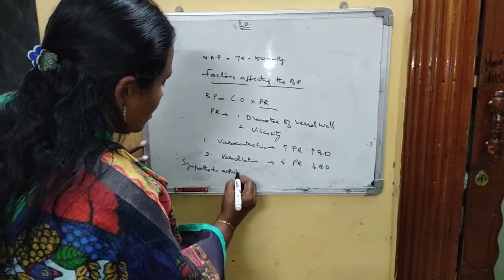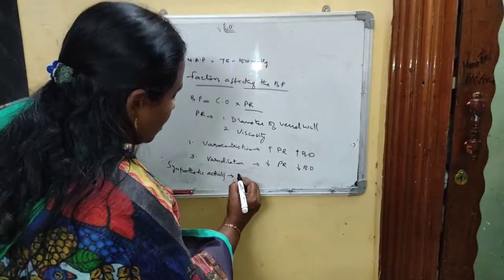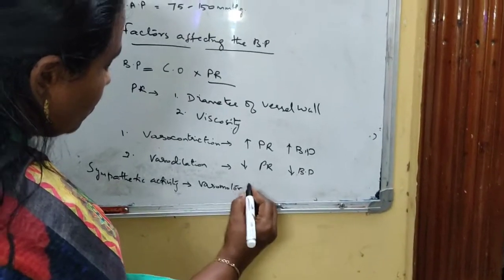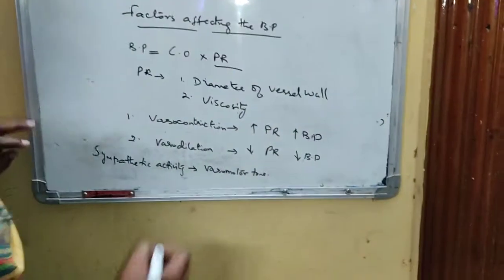This vasoconstriction and vasodilatation is maintained by the sympathetic activity. Sympathetic activity is also called the vasomotor tone of the blood vessels.